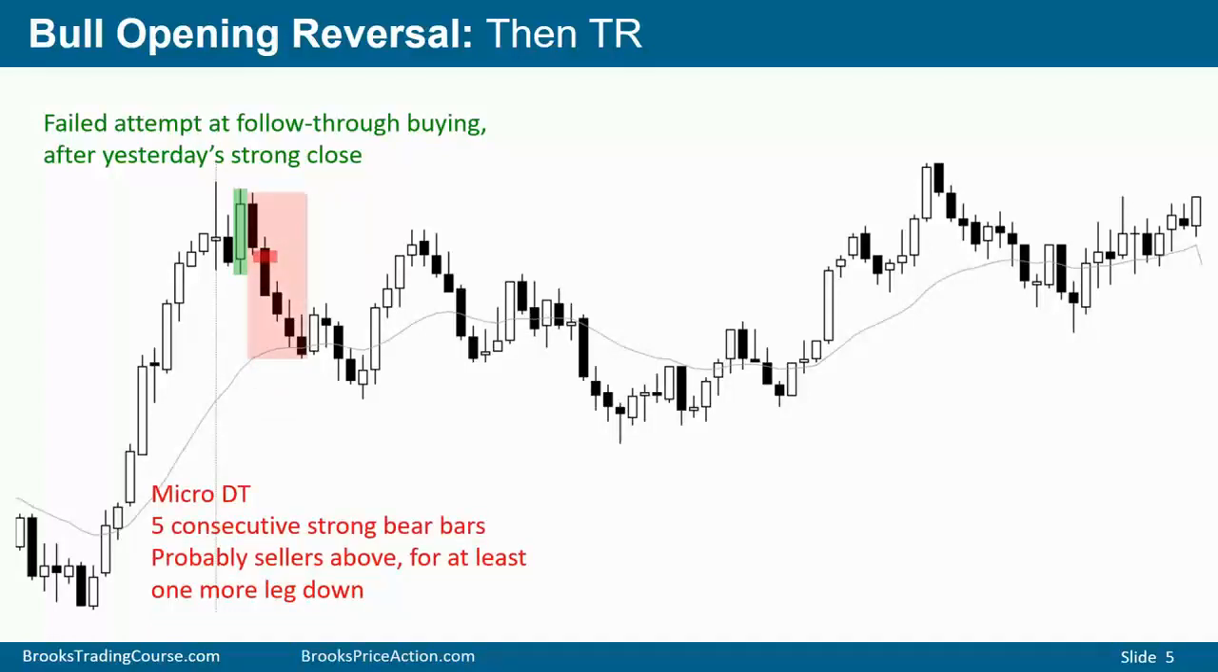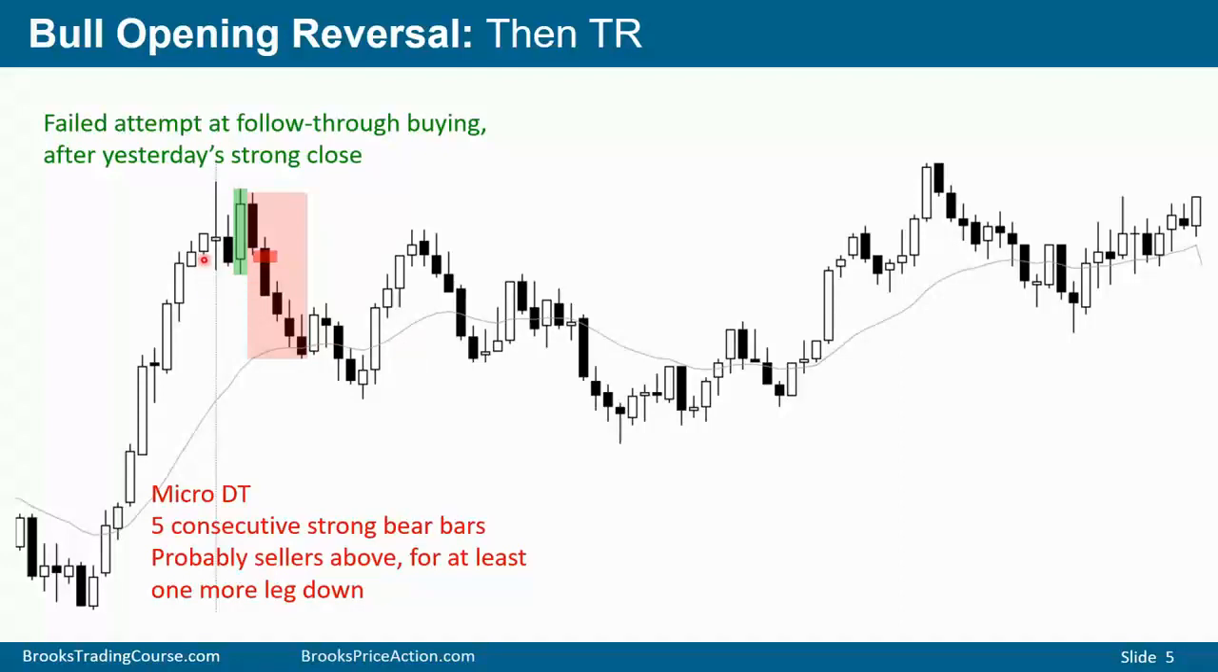So we have a micro double top, up and down, tried to go up again and turn down, and then a pair of big bear bars. You could sell the reversal down, or you could sell any of these closes, or you could sell above that bear bar, arguing 5 consecutive bear bars, closing below their midpoints on the open, probably at least a little bit more down. I describe this as a wedge.